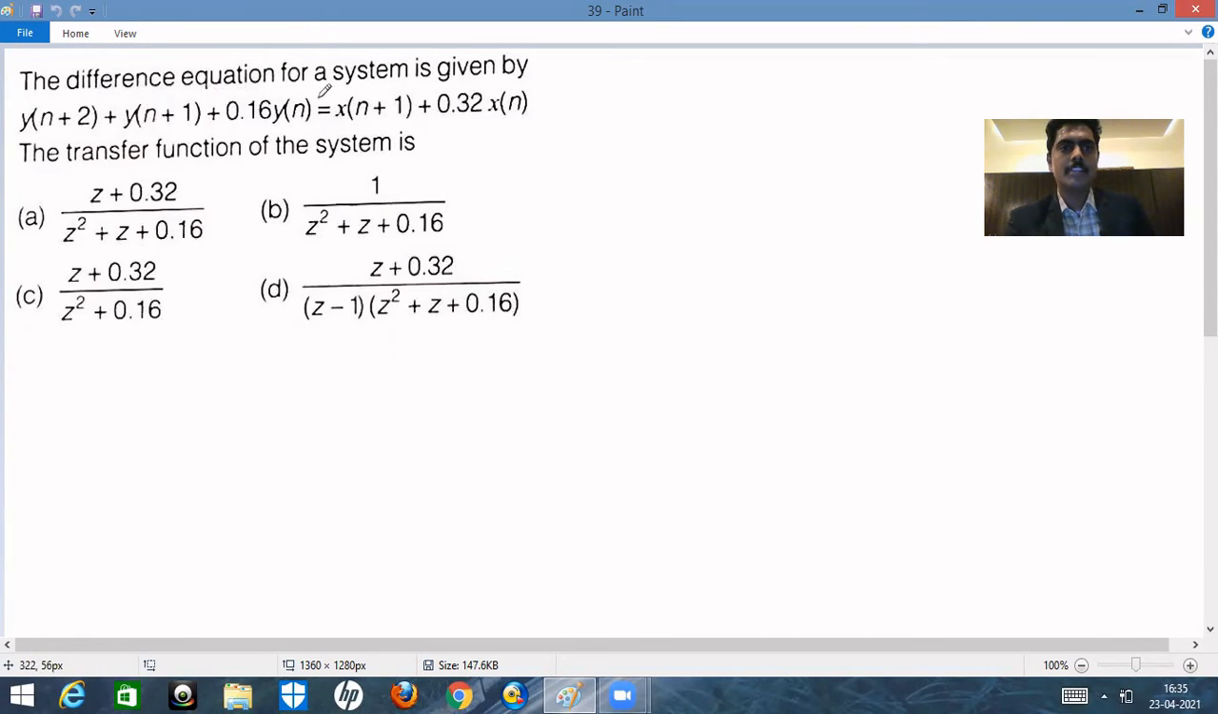Okay. So next, the difference equation for a system is given by y of n plus 2 is equal to y of n plus 1 plus 0.16 into y of n is equal to x of n plus 1 plus 0.32 into x of n. The transfer function of the system is dash. We can easily find it.